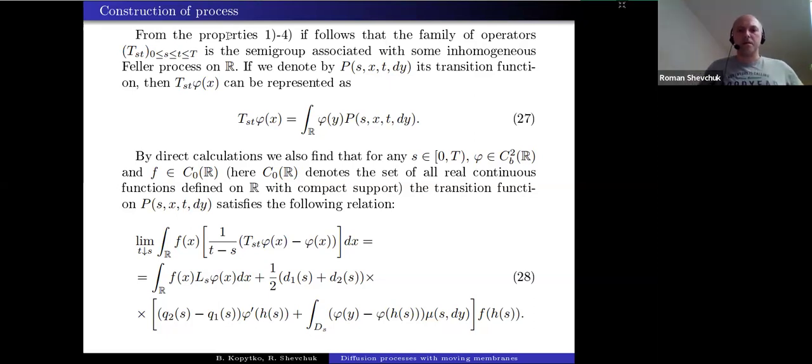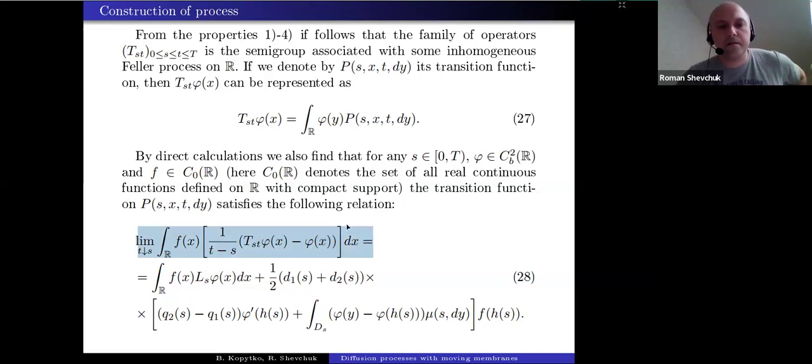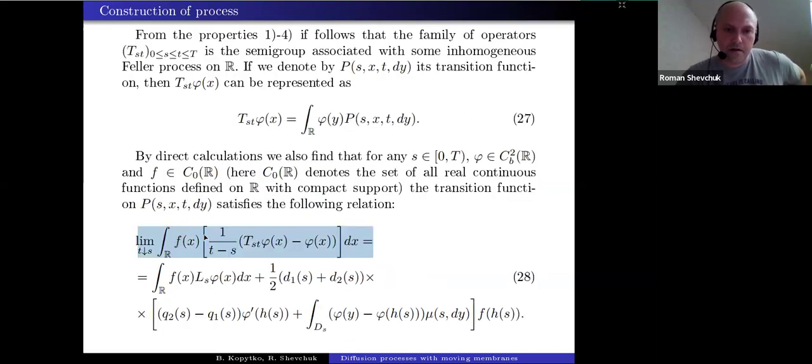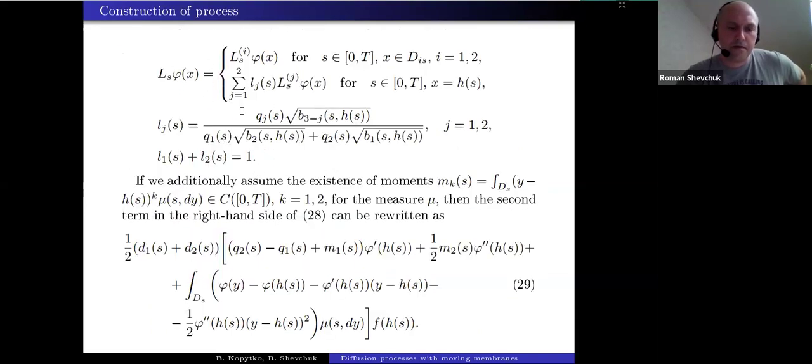By direct calculations, using this semigroup, we also can find that for any s and for any phi from this class and f, which is real continuous with compact support, the transition function satisfies relation 28. So this is the generalized infinitesimal generator for the corresponding semigroup. Here we have some relations.